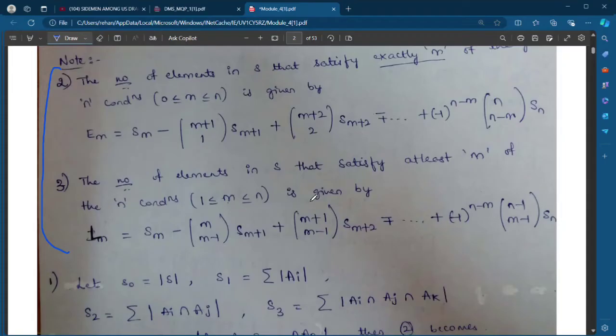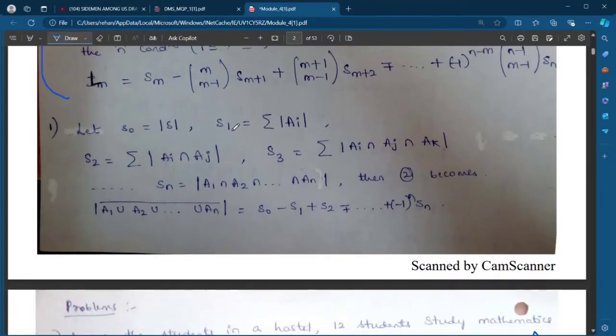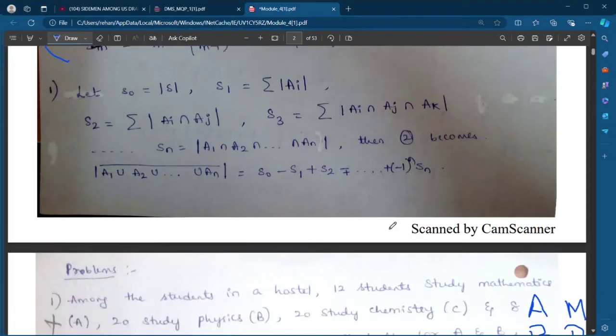In the same way, if they have given an at least condition, then Lm is equal to Sm minus m choose m minus 1 into S(m+1), and so on. Suppose I took 2, so S2 minus 2 choose 1 into S3, then 3 choose 2 into S4, like that. When I solve that question, I think you will be able to understand it easily. You won't have any problem once I solve a problem. Now here they are saying, let S0 equal S and S1 equal summation of Ai, S2 equal like this, and so on.